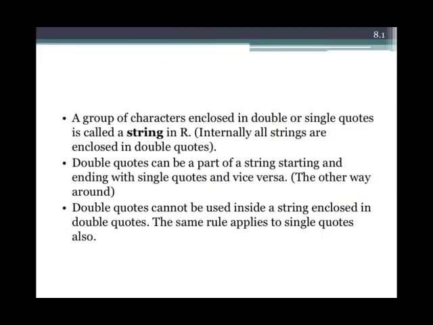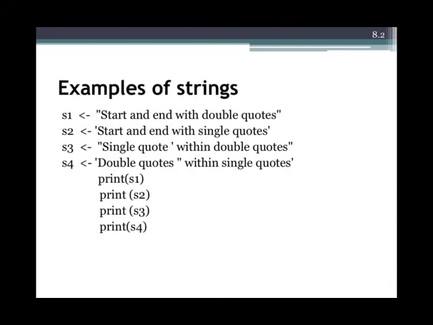Strings are a group of characters enclosed in double quotes or single quotes. Internally, all the strings will be enclosed in double quotes, but when we write them in the program, we are free to use only single quotes to start and end or only double quotes to start and end a group of characters. When we have double quotes, we can have a single quote inside a string, and the other way around, when we have a single quoted string, we can have a double quote symbol inside it.